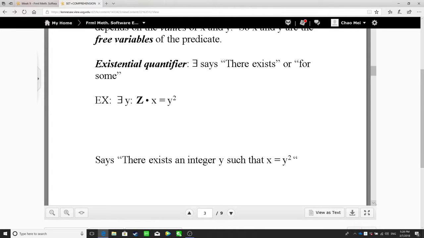That's the language: there exists an integer means that you only have to find one instance where it's true. You don't have to find more. As long as there's one, it will be true.